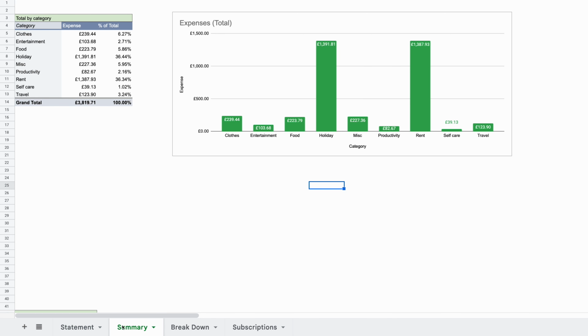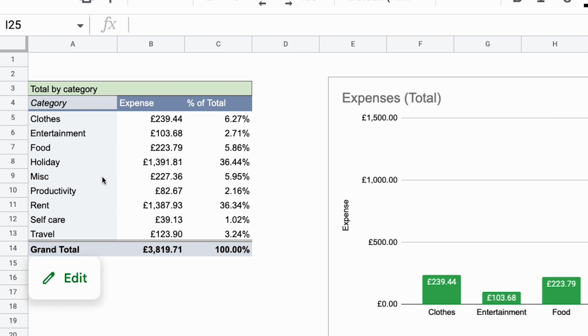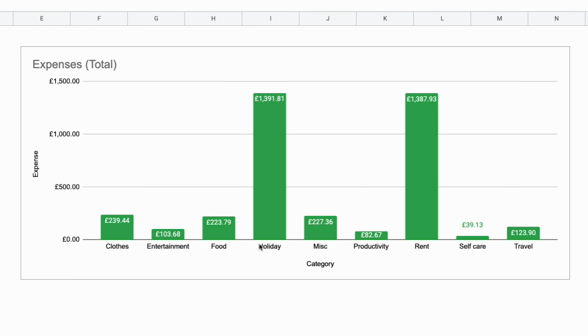So I guess we might as well quickly look at the summary page. I made a pivot table on the statement page, and it basically groups by the category and then sums up the amount in that column. So you can see here that I've spent £3,819.71. And from this graph you can see the biggest expenditures I had this month were in the holiday and rent category. The next categories that I spent the most in were clothes, food, and miscellaneous.